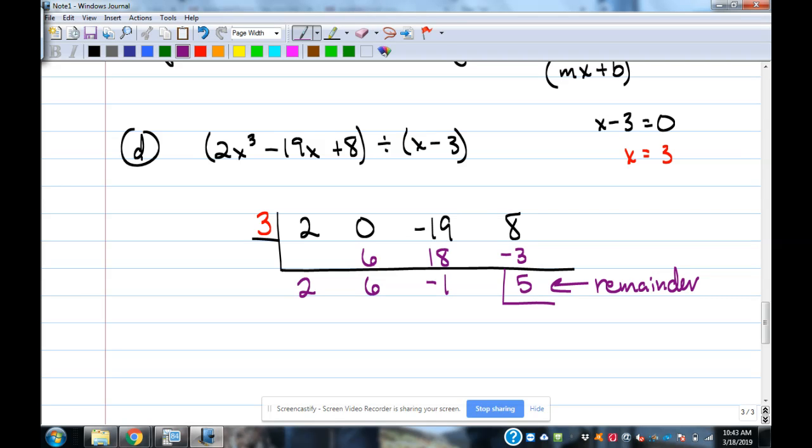These are the coefficients of your quotient. Okay? Anytime you do synthetic division, you're taking the original polynomial, the dividend, and you're bringing it down by 1 power of x. If it started as x cubed, bring it down 1 power, it would be x squared. So the 2 is the coefficient for x squared. So this is 2x squared plus 6x minus 1. That's the quotient. The remainder is 5, so we put plus 5 over x minus 3.